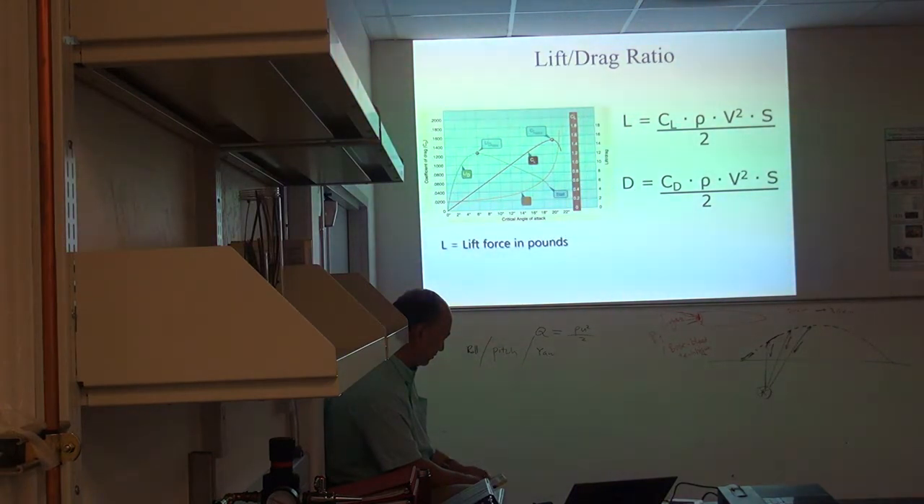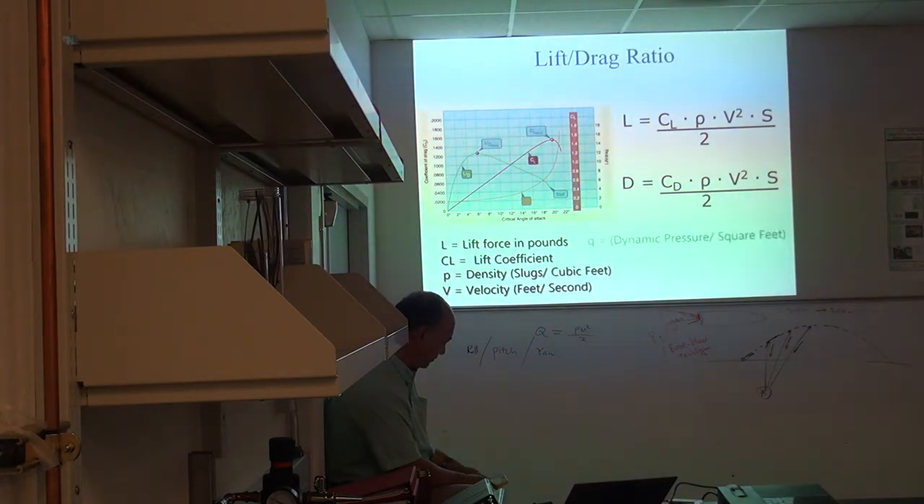L is the lift force in pounds. CL is the lift coefficient. ρ is density expressed in slugs per cubic feet. V is velocity in feet per second. q is dynamic pressure per square feet. And S is the wing area in square feet.